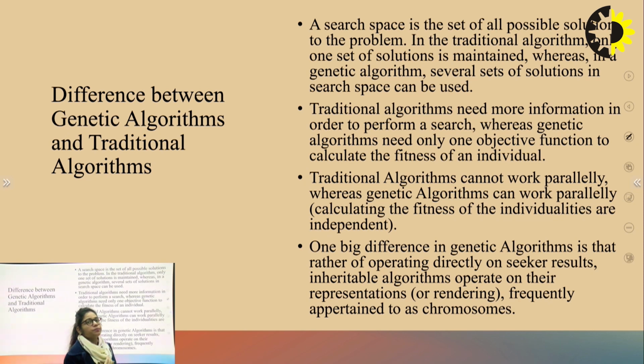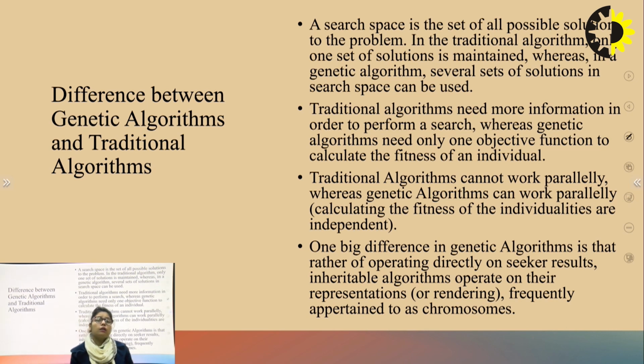solutions are present. In a traditional algorithm, we need more information in order to perform the search, whereas in a genetic algorithm, we need only one objective function to calculate the fitness of an individual. In the traditional algorithm, we need lots of information to perform our search. But in a genetic algorithm, we only need one objective function for calculating the fitness of an individual. After that, once we calculate the fitness function, it will replicate all the things.